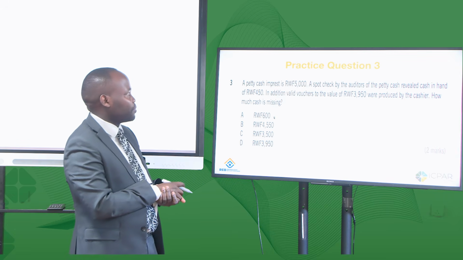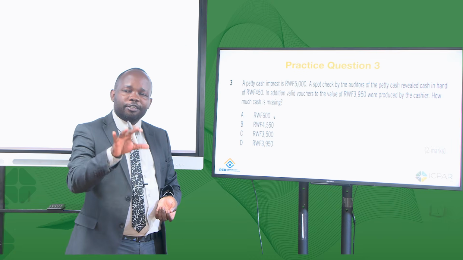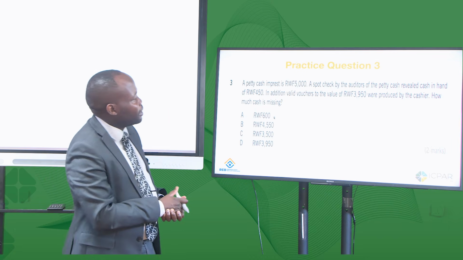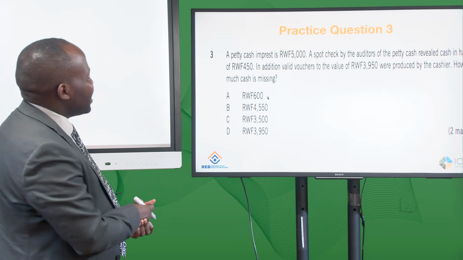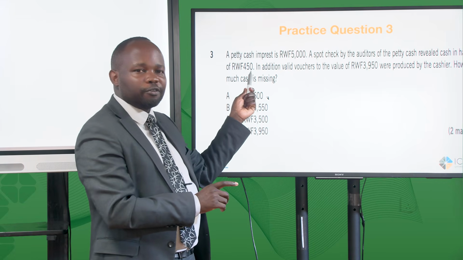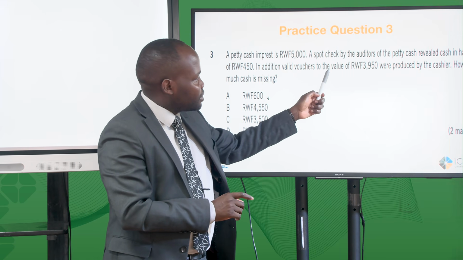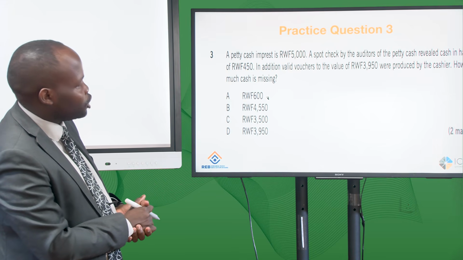Let's look at it again. A petty cash imprest is 5,000. So we are limited to 5,000 expenditure in the petty cash. A spot check by the auditors of the petty cash revealed cash in hand. The cash that was remaining was 450. In addition, valid vouchers to the value of 3,950 were produced by the cashier.